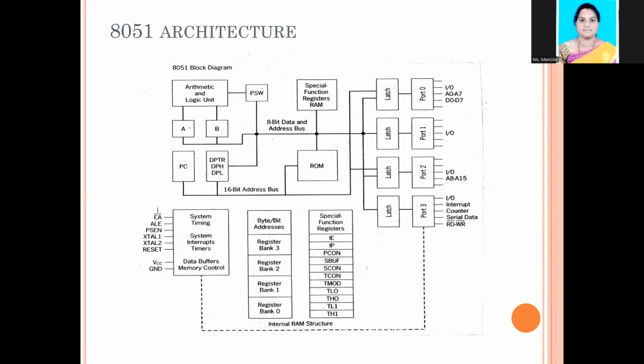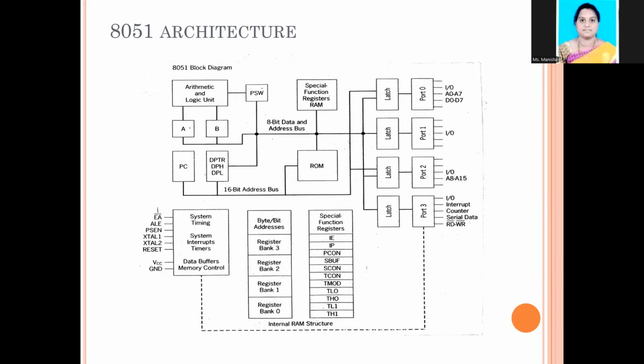8051 architecture: arithmetic and logic unit, PSW, special function register, RAM, and A latch and B latch, which combine with the DPTR and the program counter. So this input is given to ROM memory, and then finally it is divided, categorized into 4 latches, and each is divided into 4 ports.